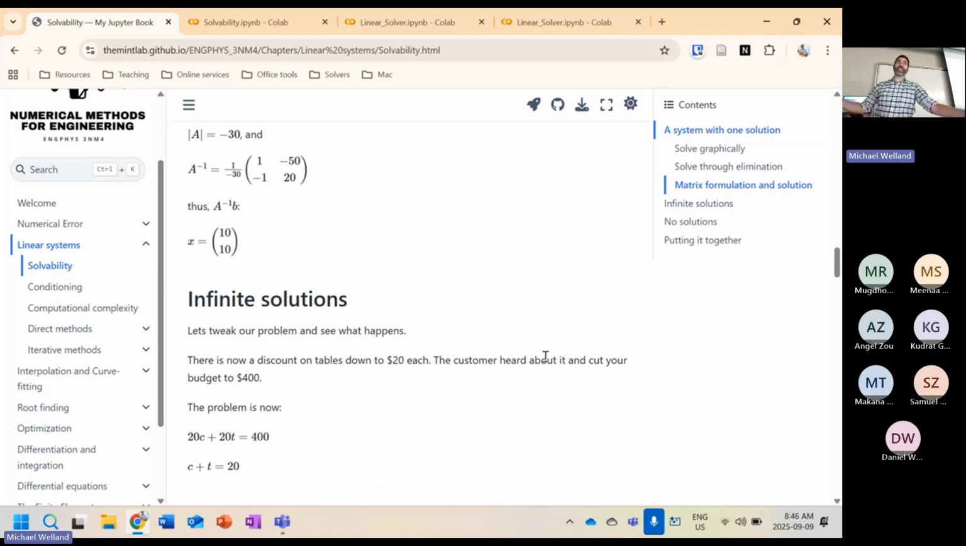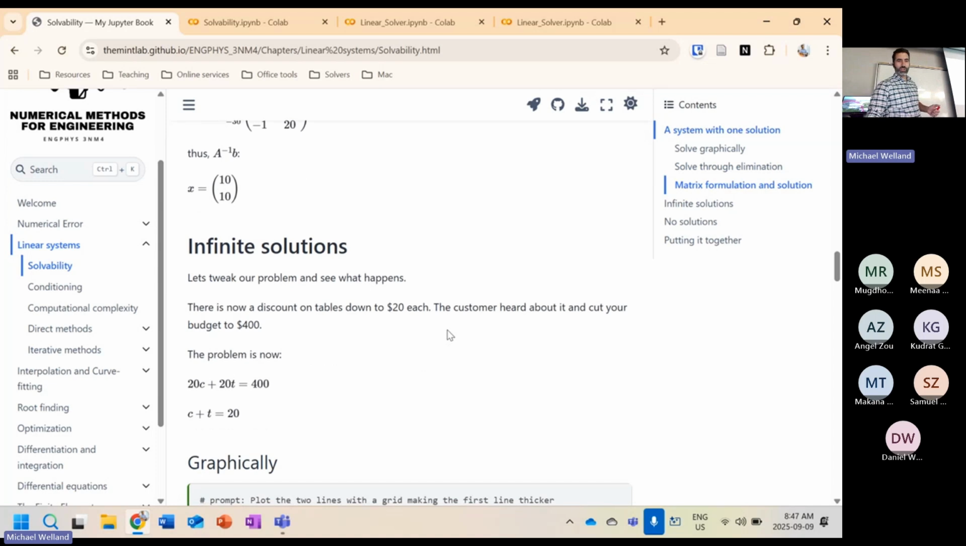So there's now a discount on the table. Is that clear to everybody? Everybody knows how to do that? Good. There's a discount. Instead of that, tables are now only $20, right? And the customer slashed your budget down to 400. Okay. Who sees where this is going? I mean, the title is right here, so yeah.